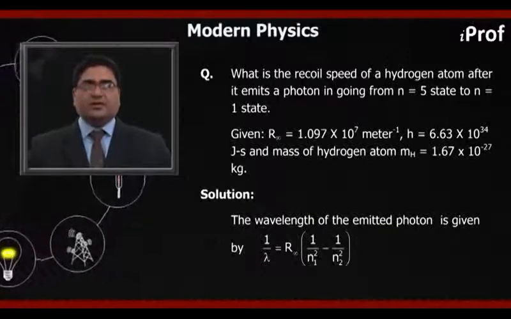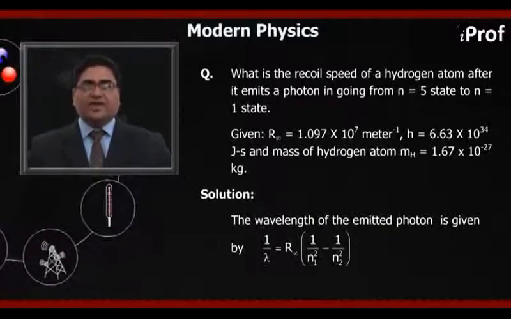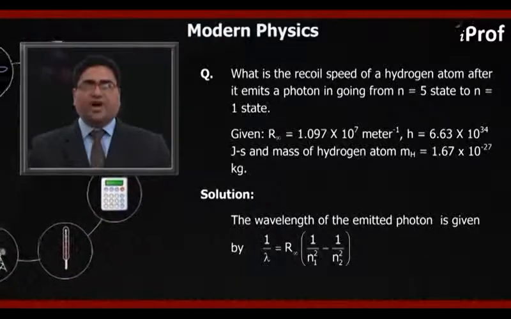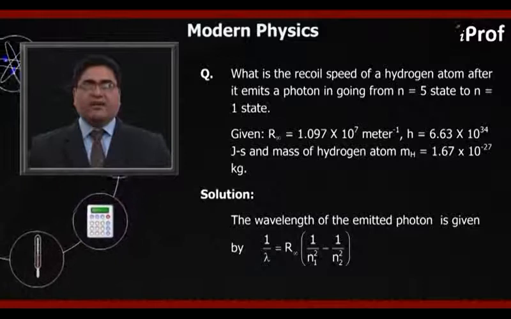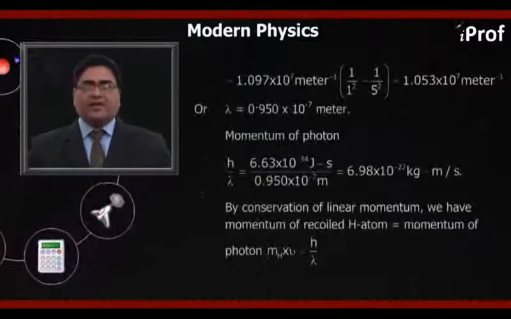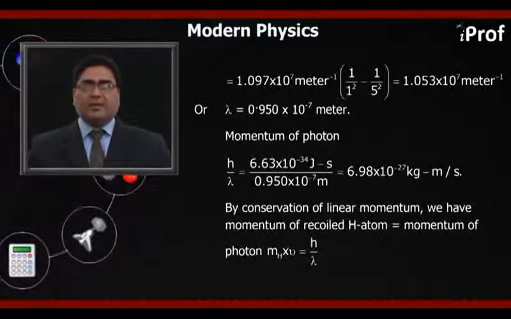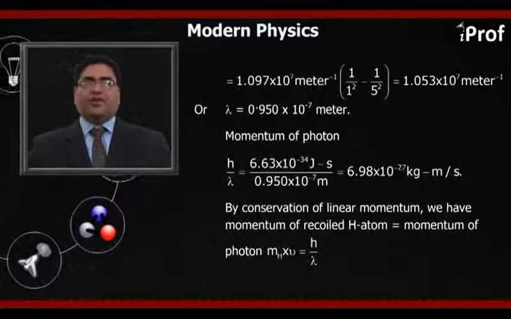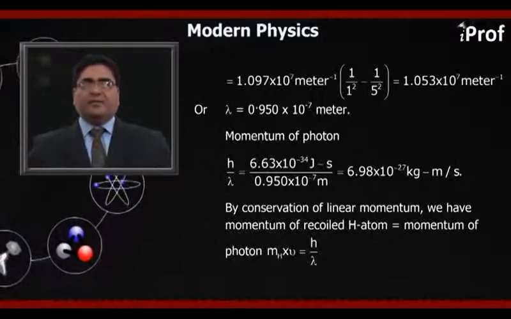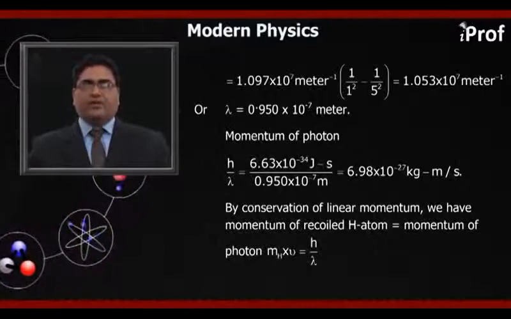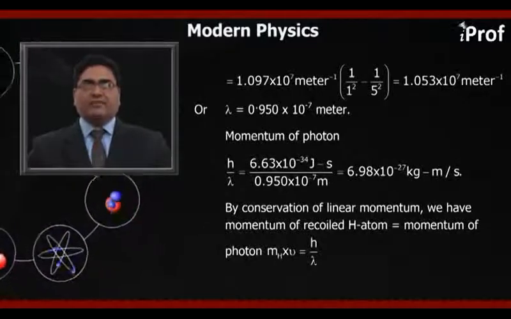Let's see the solution. The wavelength of the emitted photon is given by 1 upon λ equal to R∞ (1 upon n1 square minus 1 upon n2 square) equal to 1.097 × 10^7 multiplied by (1 upon 1 square minus 1 upon 5 square) equal to 1.053 × 10^7 meter inverse, or λ equal to 0.950 × 10^-7 meter.